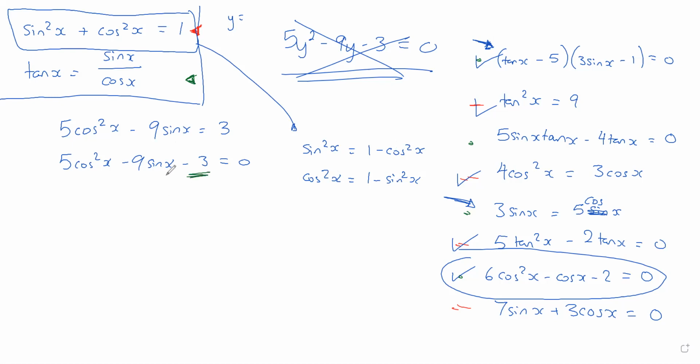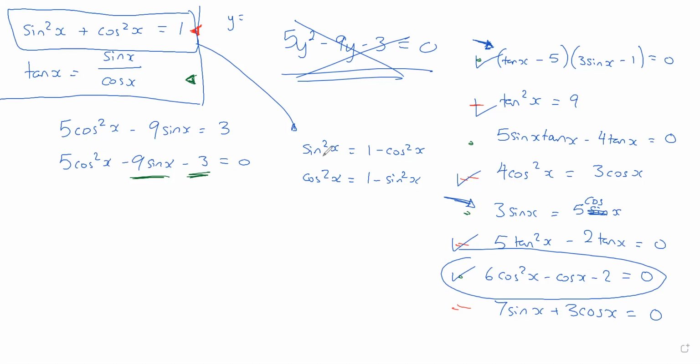I have absolutely no way of turning this sine x into a cos x, because if I could change that into a cos x somehow, I would be fine. I'd be able to do the quadratic, but I don't have a way. This one involves a tan. So I'm stuck with that.